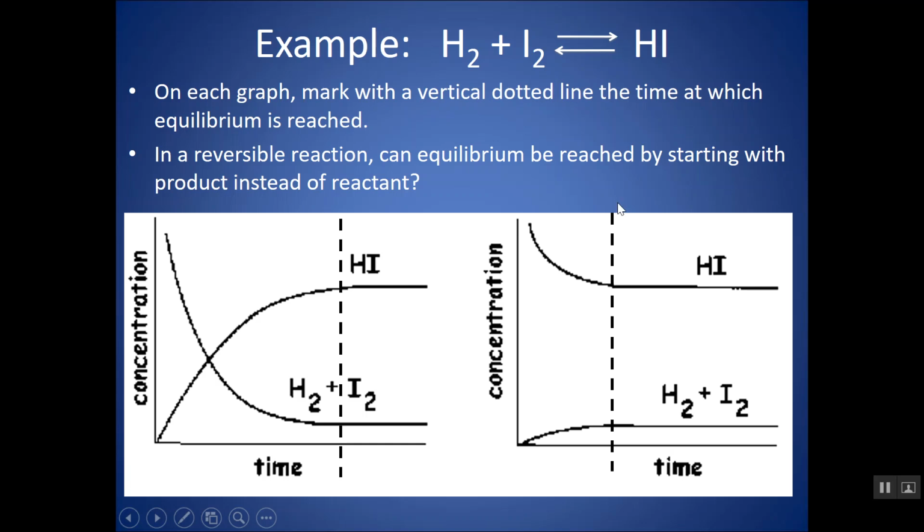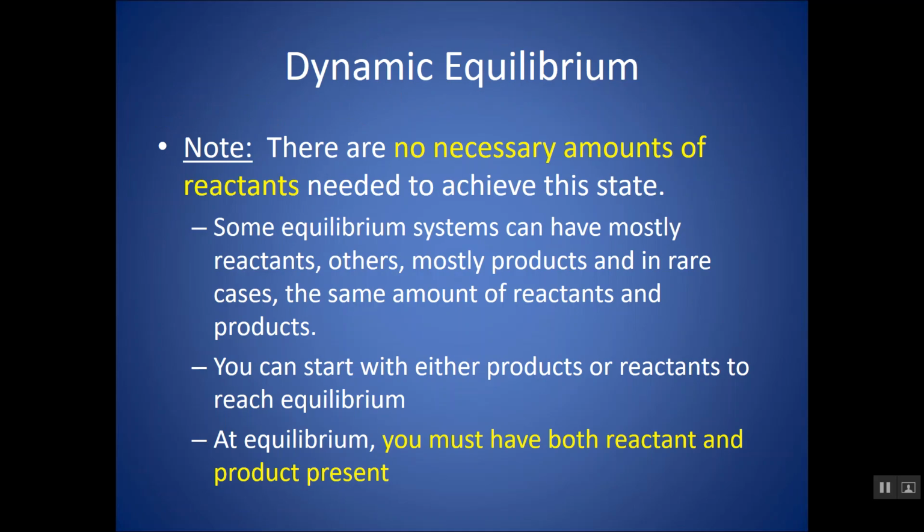There's no set initial conditions you need to reach equilibrium. So there are no necessary amounts of reactants needed to achieve this state, okay? Also, by the time you reach equilibrium, sometimes you'll have almost equal amounts of product and reactant. Sometimes you'll have mostly product. Sometimes you'll have mostly reactant. There's no set values that make it, this is the way it has to be at equilibrium.